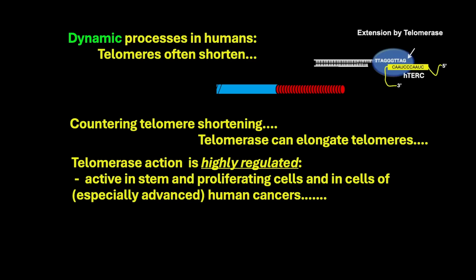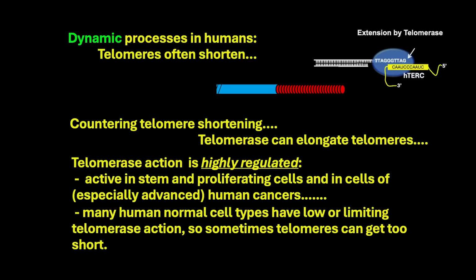And famously, telomerase is active in human stem cells, as it makes very good sense for their elongated potential to keep dividing, but also in cancers, particularly in human, advanced cancers. So it's striking that in many normal cell types, it's very, very tightly turned down as well, for various reasons that I won't really get into.